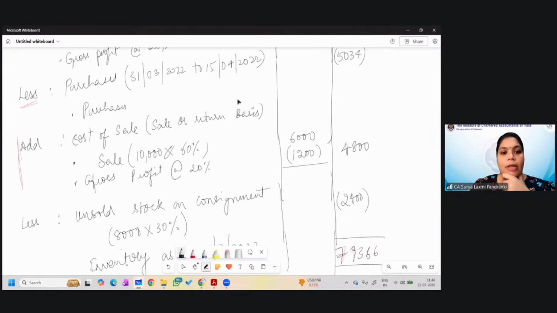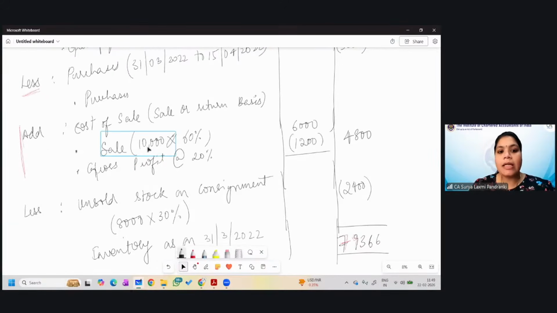Antra Pandey is asking, don't we include the complete cost of goods sent on approval basis? I hope I cleared that question. We are not including the entire 10,000 in the sale or return basis part, so it should not be removed. Why? Because 10,000 is not a sale, only 60% is sale, and 40% is in your closing stock. It is included in your closing stock because it is not a sale.